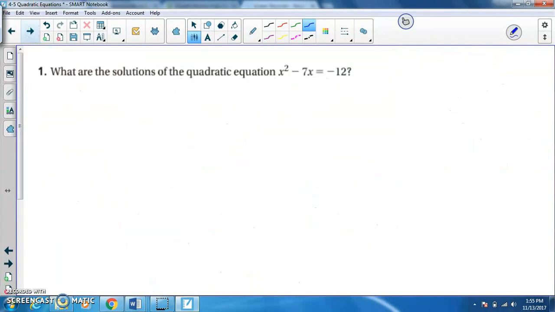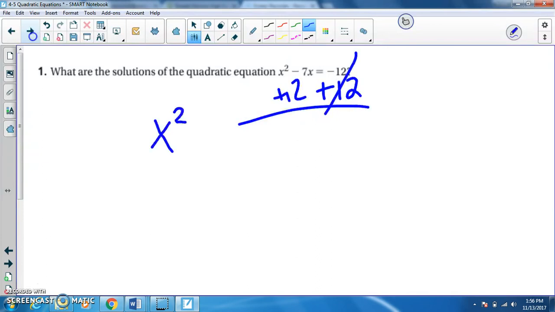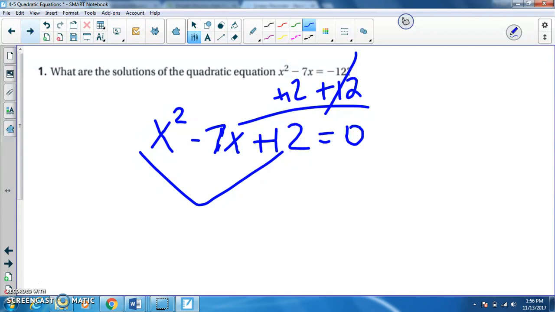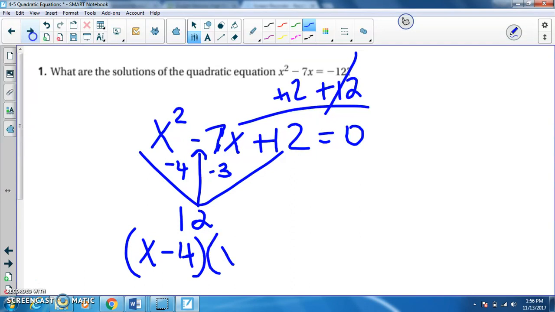What are the solutions of the quadratic equation x squared minus 7x is equal to negative 12? Step 1, make it equal to 0. Make sure your equation is equal to 0, so I add 12 on both sides. And I get x squared minus 7x plus 12 is equal to 0. Now that I'm equal to 0, I can factor. What multiplies to 12 and adds to negative 7? Negative 4 and negative 3. X minus 4 times x minus 3 is equal to 0.